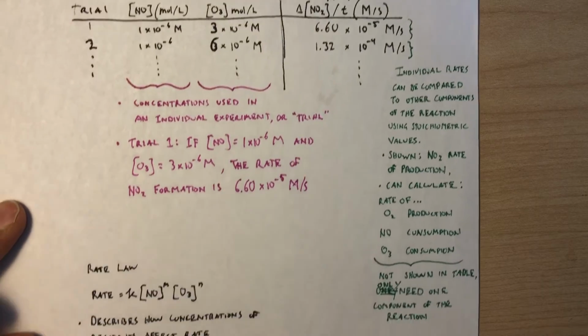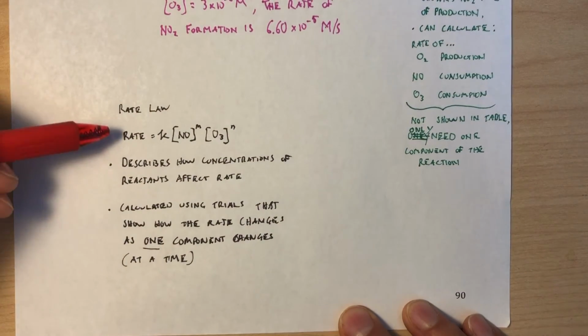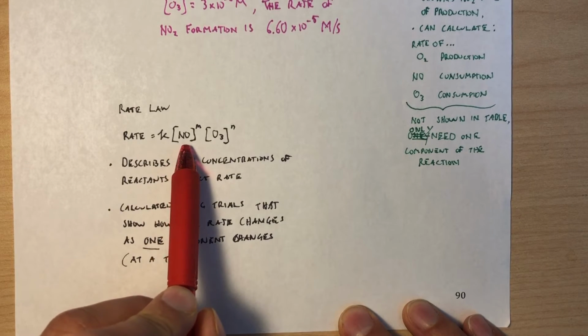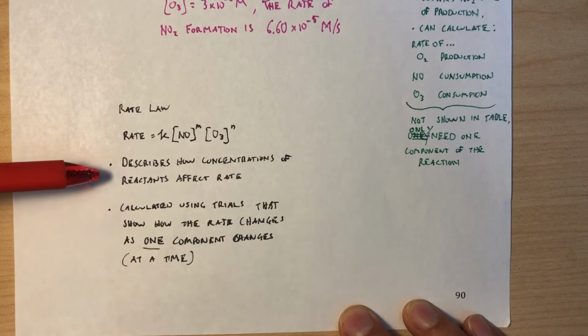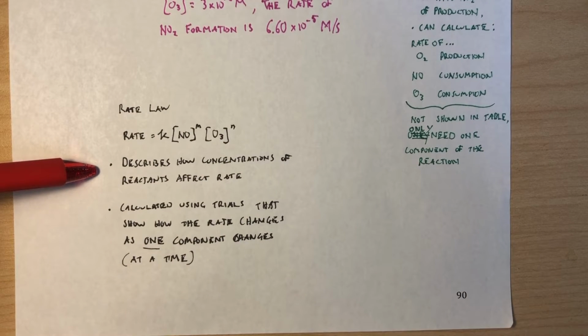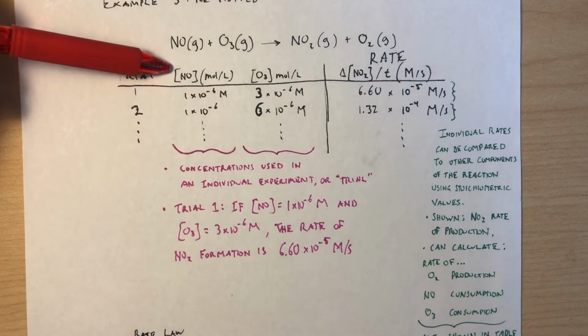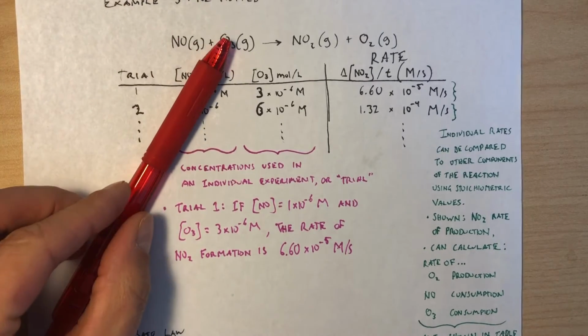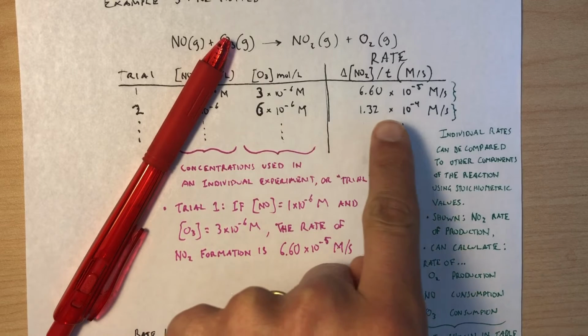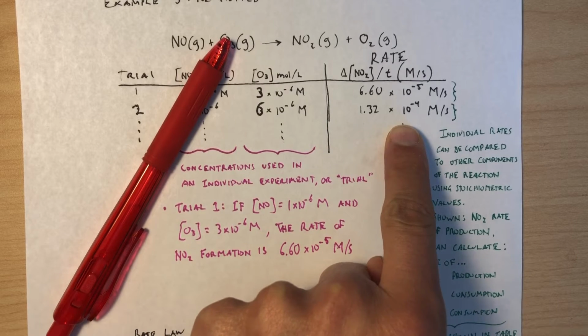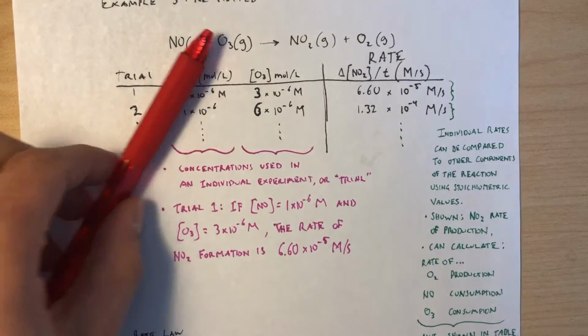Now, let's look at the rate law for this reaction. The rate law is going to be equal to k times the concentration of NO raised to m times the concentration of ozone raised to n. These are only based on the reactants. The rate law describes how the concentration of reactants affects rate, and it is calculated using trials that show how the rate changes as one component changes at a time. So you must hold one component constant while you monitor the other component and how it affects the rate. That was performed here in trial 1 and trial 2, where NO is held constant. That basically allows you to cancel that out and see how the ozone concentration affects a change in rate, because the rate law is seeing how the rate changes depending on how the concentration changes. And that's what we get here with the rate law.